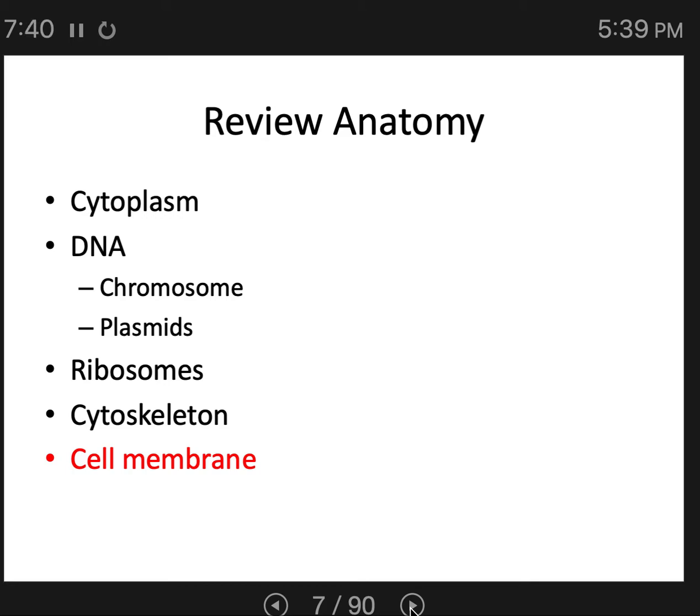Now ribosomes are the protein building factories. So the ribosomes read the DNA. Well, they don't read it directly, but we'll get to that later. But ribosomes read the genetic material, and they use the genetic instructions to build the protein.